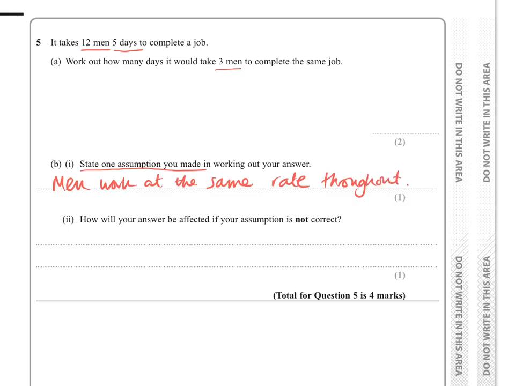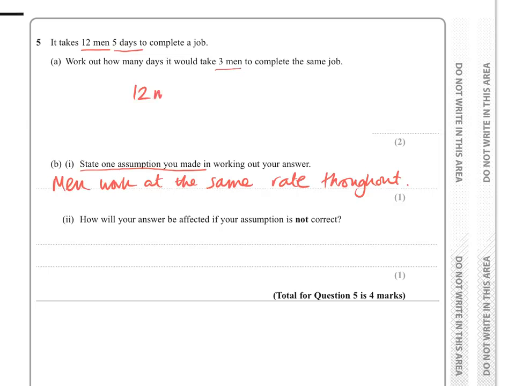So basically, each man of those 12 men would be working at the same rate as the 3 men do. Okay, so if you think about it, if it took 12 men 5 days to do something, then if you have fewer men, but those men are working at the same rate as the other 12, then it's going to take a lot more time, isn't it? So how can we work that out?